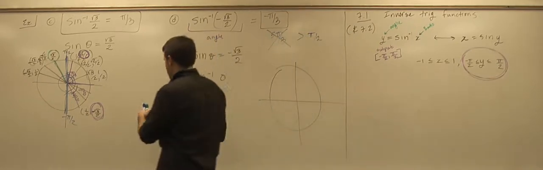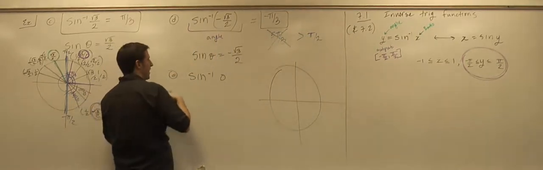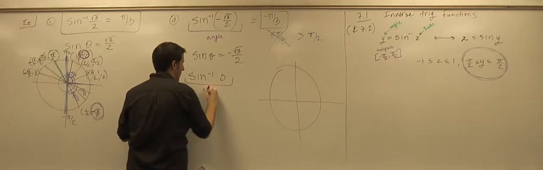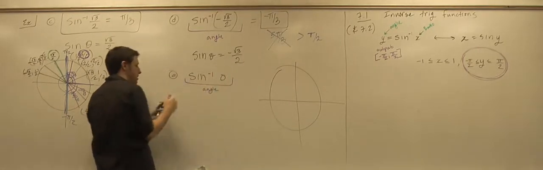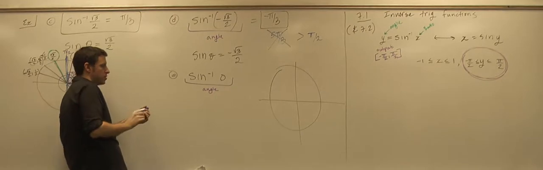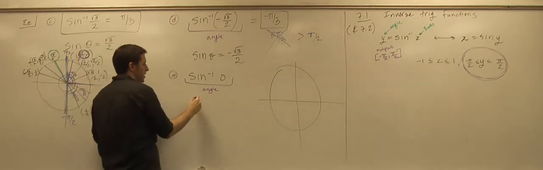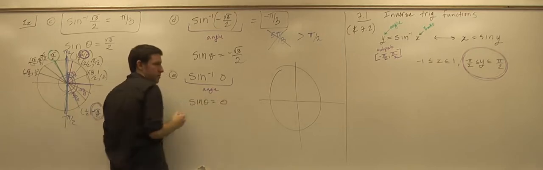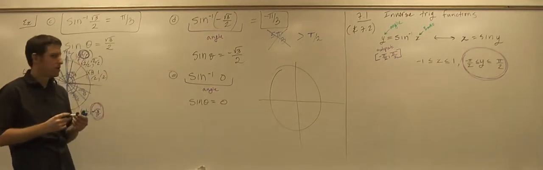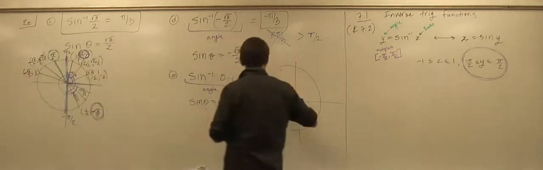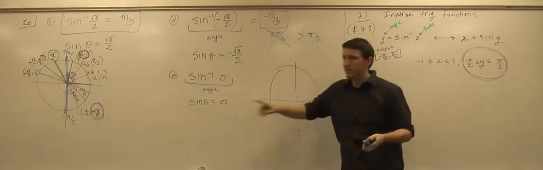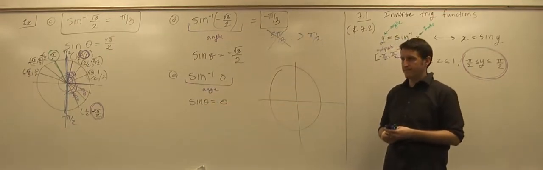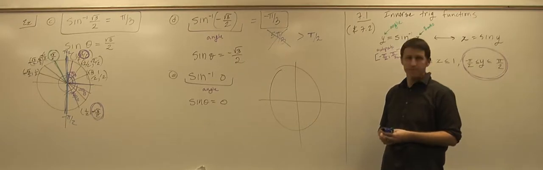So this is an angle, right? Sine inverse is always an angle. And what angle it is depends on the original sine equation. So you have to solve the equation sine of theta equals 0. So the question becomes, where on your unit circle do you have a sine value of 0?